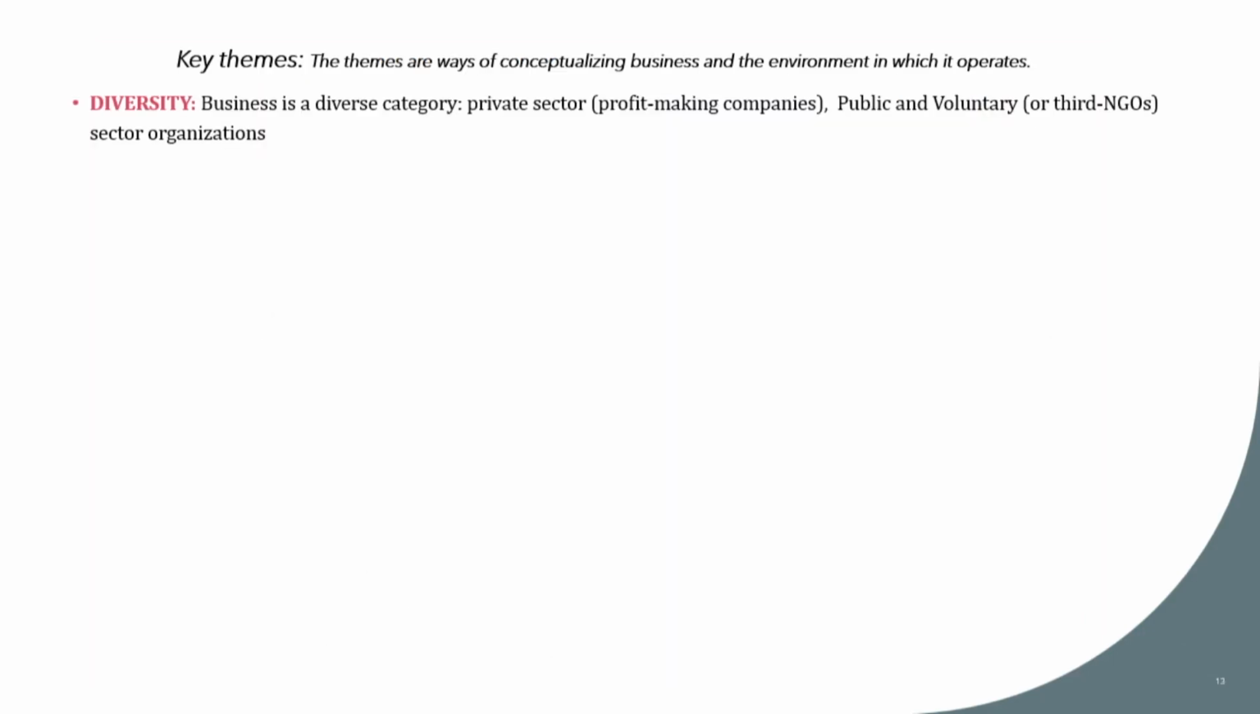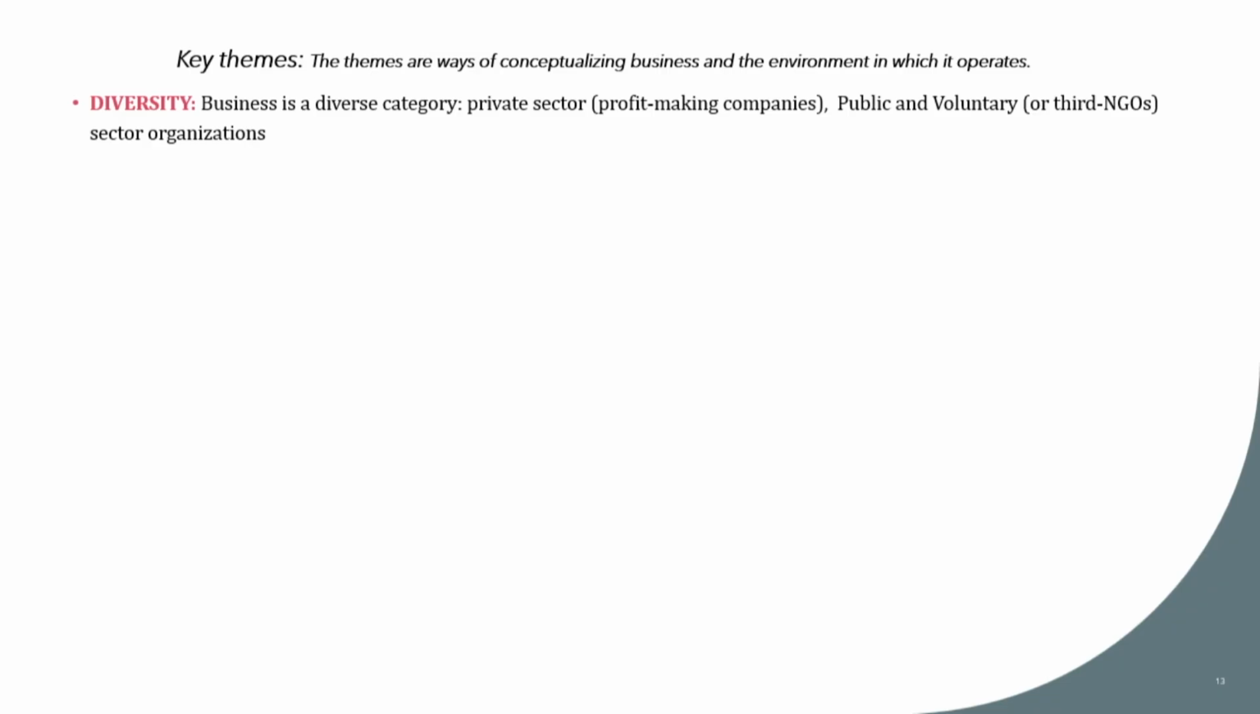So as we go ahead with discussing different types of risk and the environment, there are some key themes that you can look at and see whether you can relate these themes with the business and the environment in which it operates.